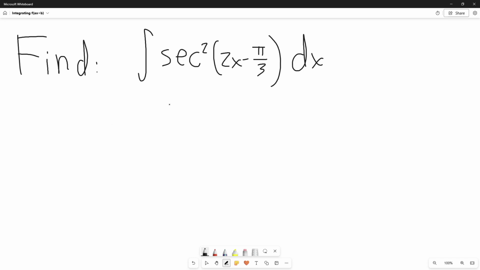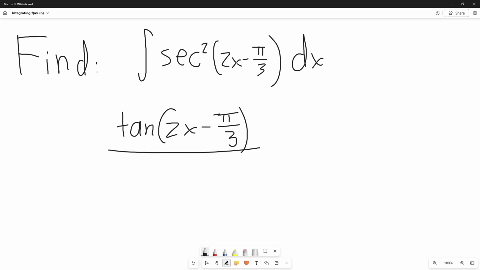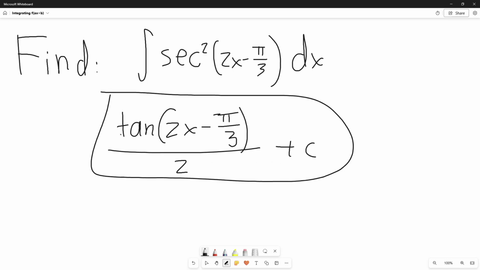And so now let's integrate this, just treating this like our x. So it's going to be tan of 2x minus pi over 3 plus c, and then we divide it by what our a is. In this case it's 2, so divide by 2, and that's our answer. So tan of 2x minus pi over 3, over 2, plus c.